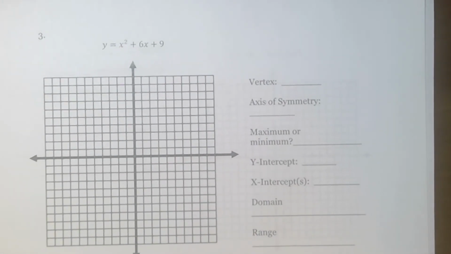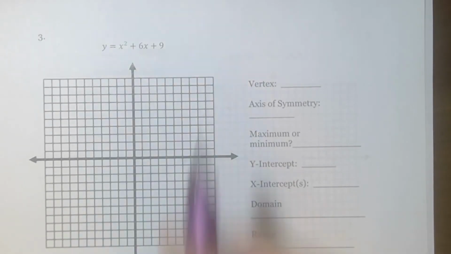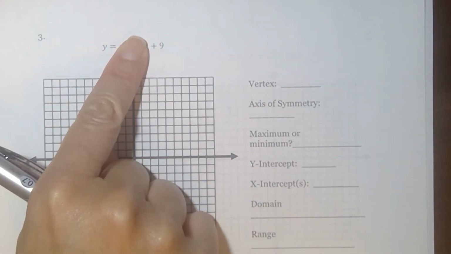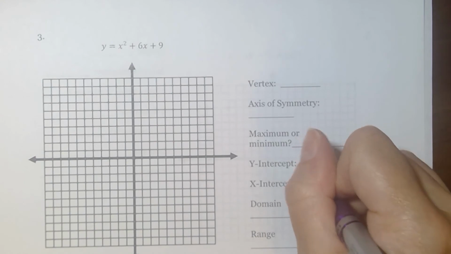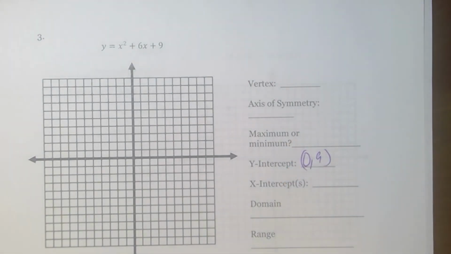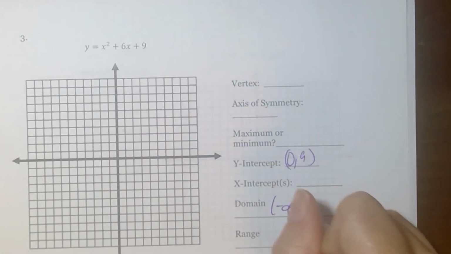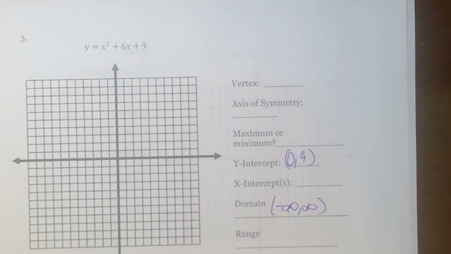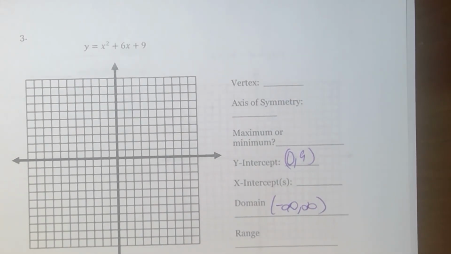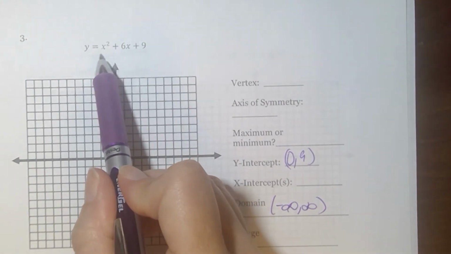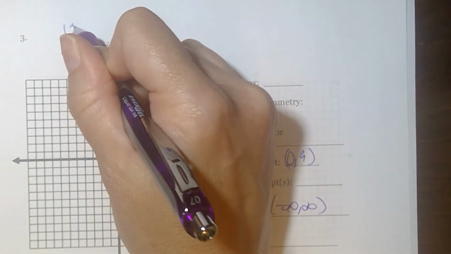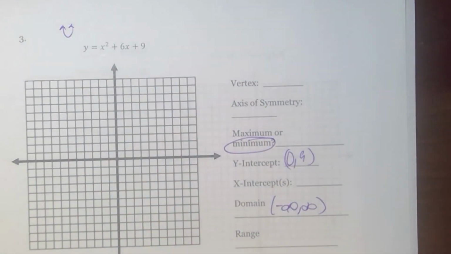This function is given to us in our general form, ax squared plus bx plus c. So we're going to have to do work to find the vertex. What I do know is if I plug in x, my y-intercept is 9. That's given. It's quadratic, so I know my domain is all real numbers. I know that right off the bat. But that's it. Oh, I know that because this is positive, it's going to open upward. So I have a minimum function value. I don't know what that is until I find my vertex.